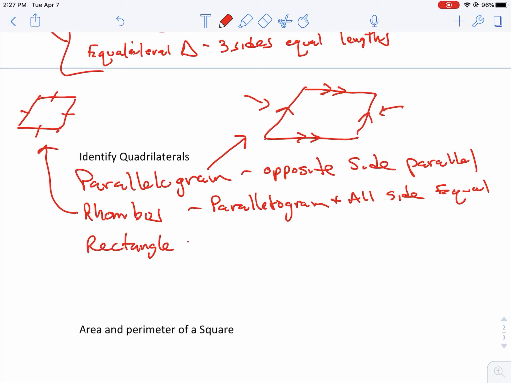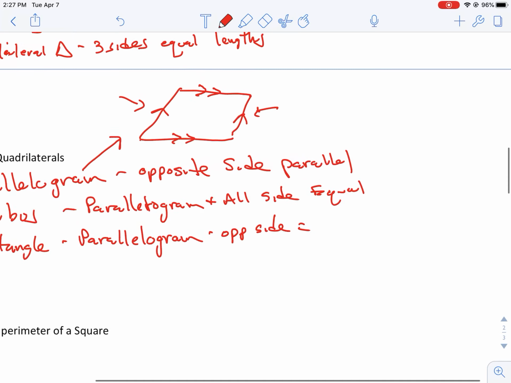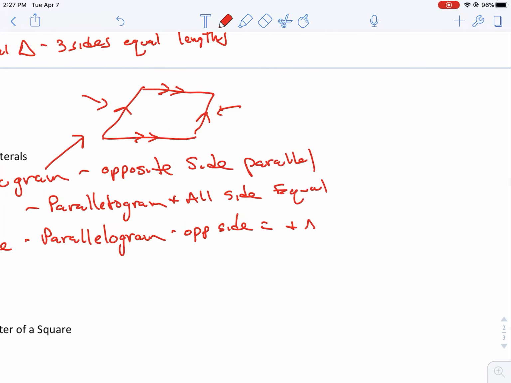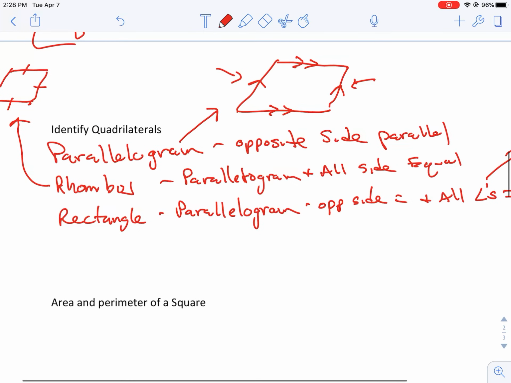Okay? Then you have a rectangle. It's a parallelogram. Opposite sides equal, and all angles equal. So a rectangle, we'll draw it like this. So opposite sides are equal, but then they'll put little right angle marks in here. All the angles are equal.